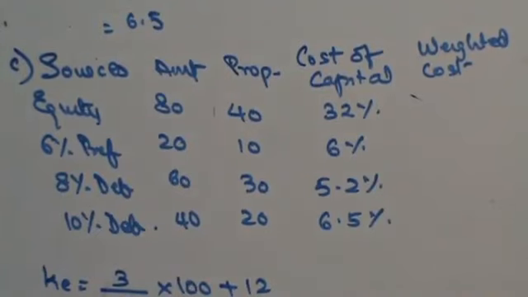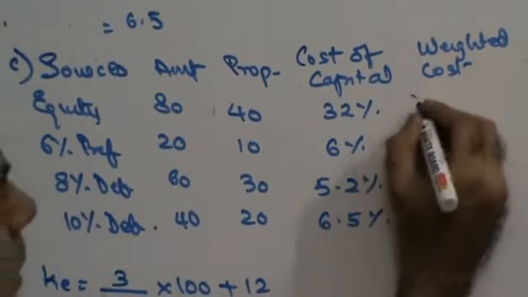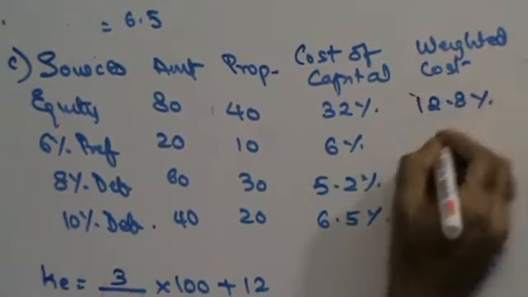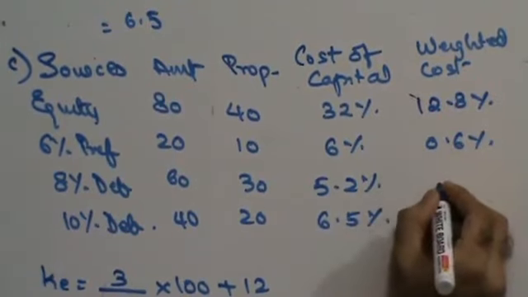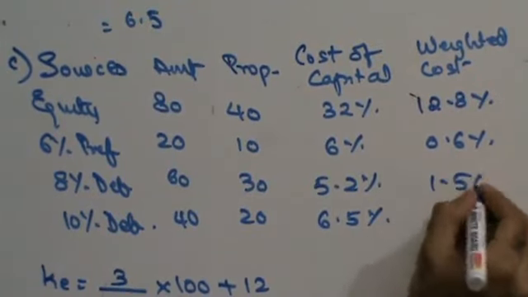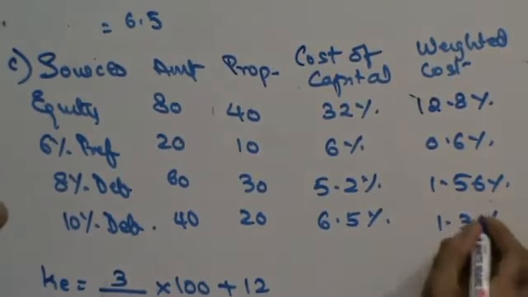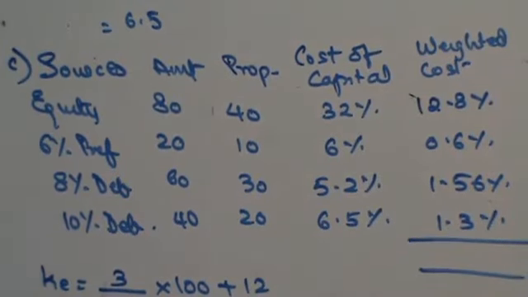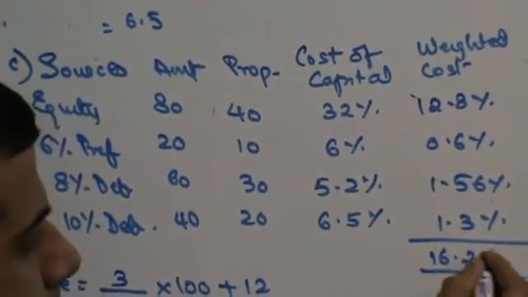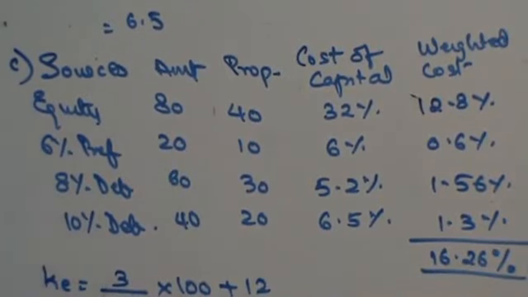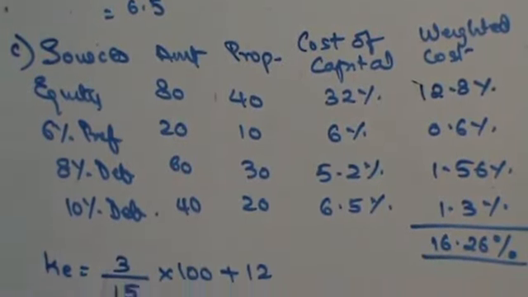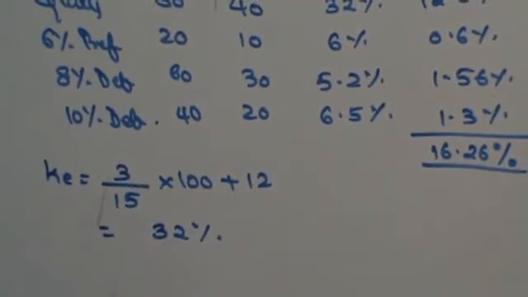40 into 32%. Someone please tell me how much? 12.8. Next, 0.6. Next, 1.56. 1.3. Total, 16.26. Right? That finishes that sum. Let's move on to the next sum, guys.